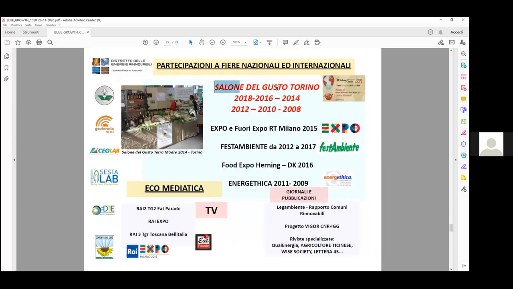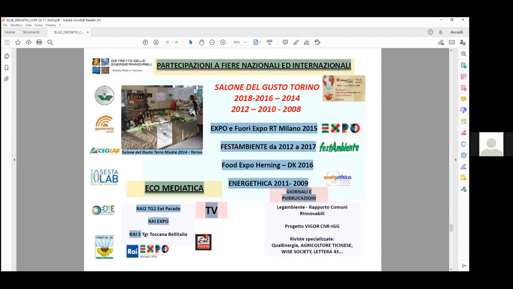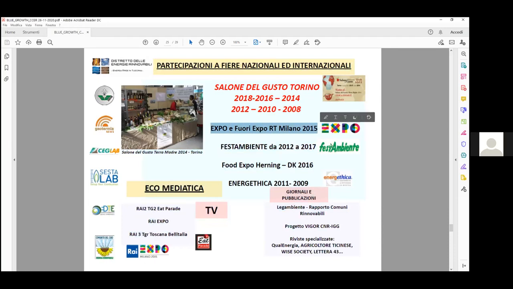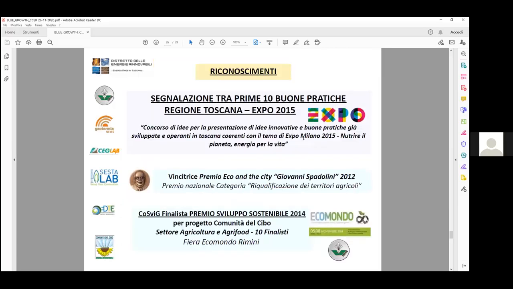Inoltre l'associazione ha partecipato a quasi tutti i Terra Madre Salone del Gusto che si tenevano a Torino, che è una fiera nell'ambito agroalimentare, una delle più importanti fiere al mondo, ed ha partecipato anche a Expo 2015, invitata dalla Regione Toscana come una delle 10 buone pratiche toscane da presentare al mondo in occasione di Expo.